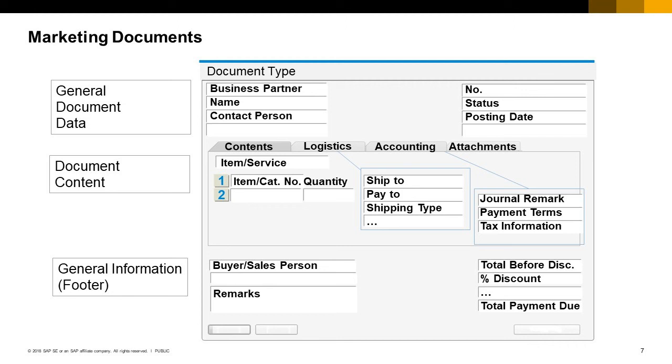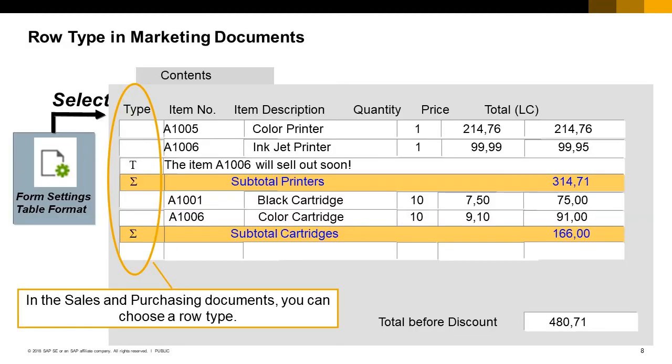Much of the data appearing in these tabs defaults from the master data. The values can be changed while working in the documents. These changes will affect the document, but do not change the master data records. In marketing documents, you can choose the row type on the Contents tab page. The default view of the system is without the type column, but you can easily add it in the Form Settings window. Form settings are available for windows in SAP Business One and control the visibility of optional fields.